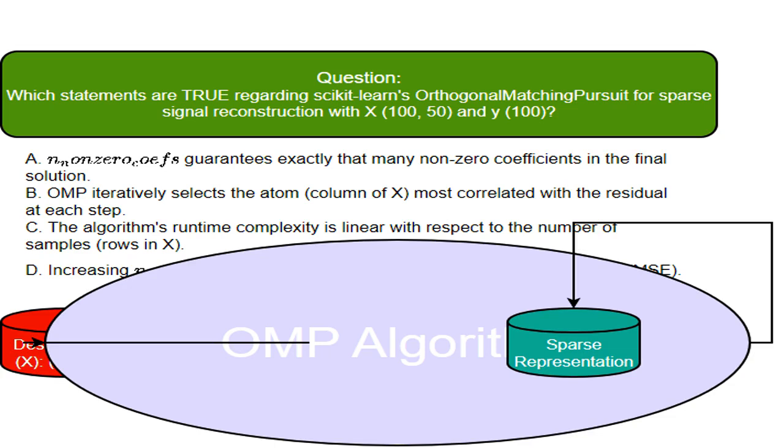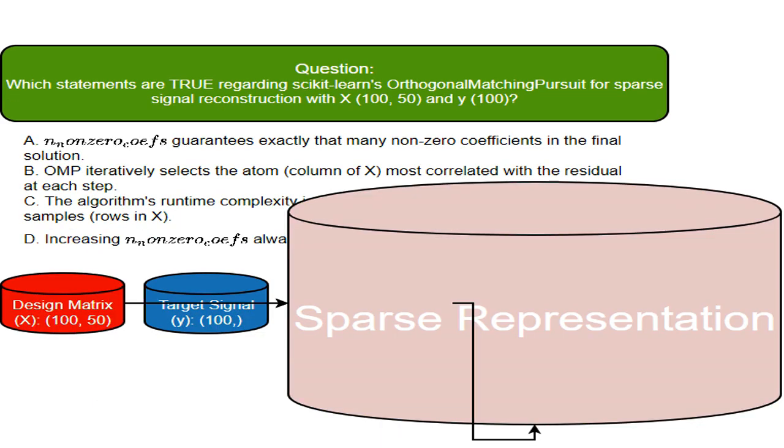This is the algorithm you're using to solve the problem of reconstructing the target signal from the design matrix. This algorithm has the key properties of sparsity and iterative selection of features. The ultimate aim of using OMP is to get a sparse representation of the target signal. It means reconstructing it using as few features as possible, making it easier to understand and interpret.